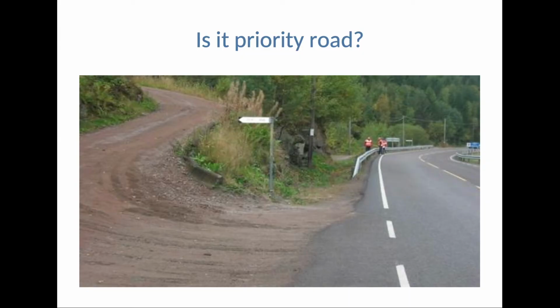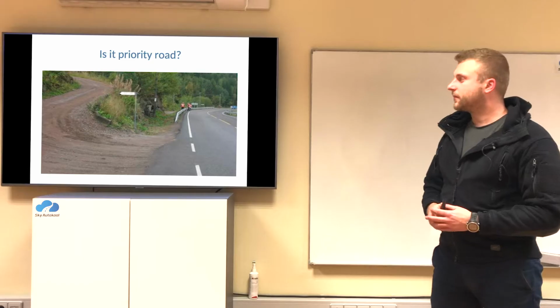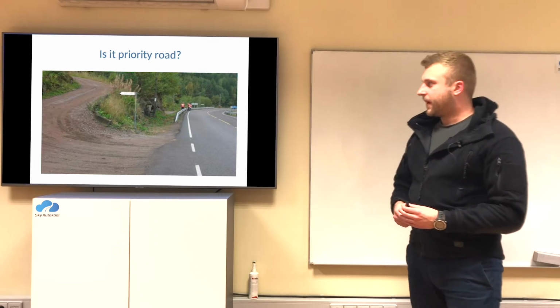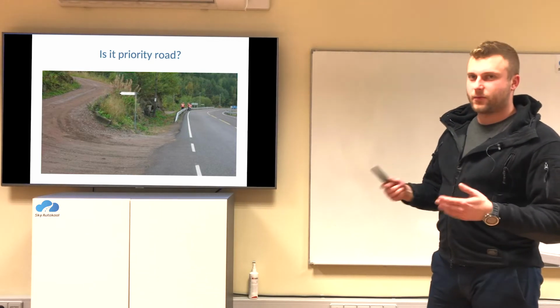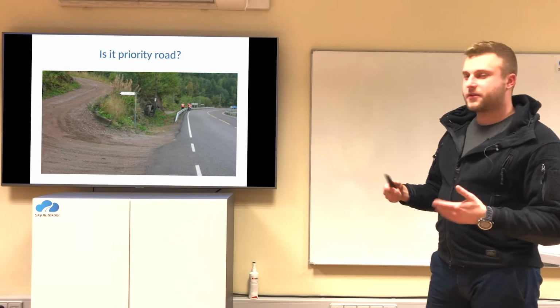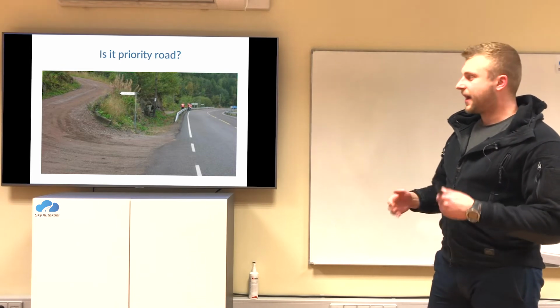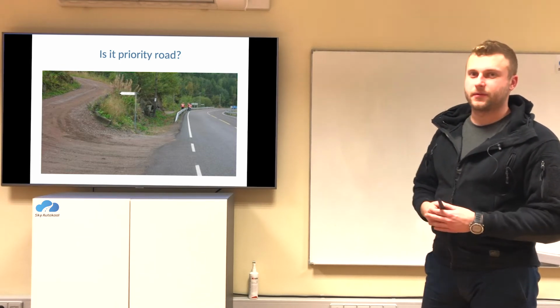For example, on the picture you see, if I want to exit this gravel road to the paved, I have to give way to all the cars on the left side and on the right side. And you see there are no signs, give way or priority sign, nothing. So I have to understand that. I have to remember this rule then.